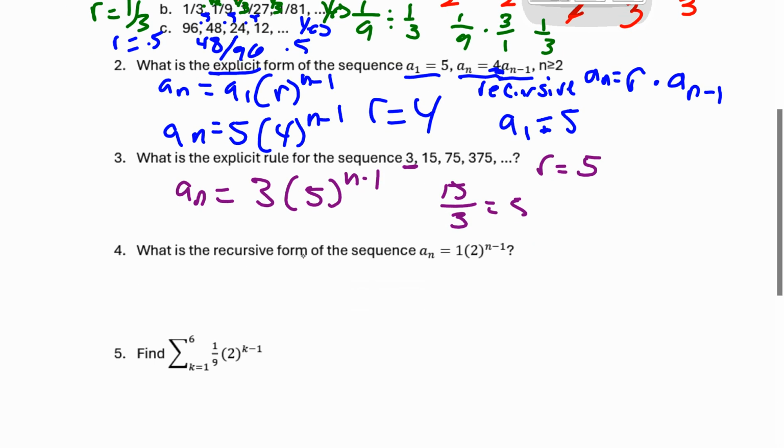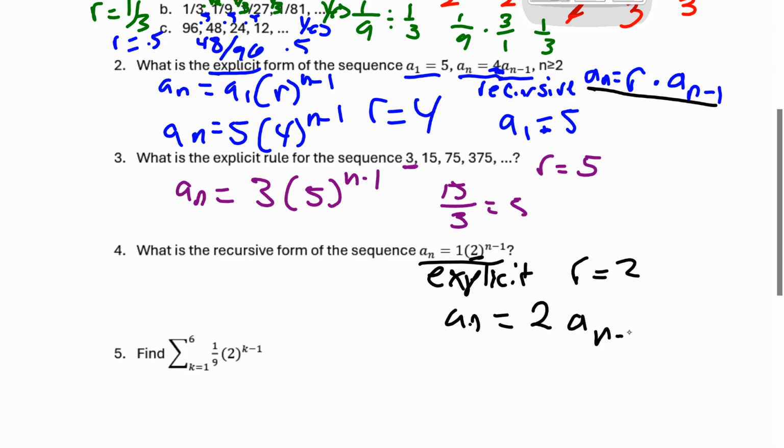What's the recursive form for the sequence? So here's the explicit, and that's this form up here that we did on number 2. Now we want the recursive, which is right up here. For the recursive, all I need is my R. Well, my R is in the parenthesis right there, so R equals 2. So I'm just going to write A sub n equals my R, which is 2, times A sub n minus 1. This A sub n minus 1 just represents the previous term. So that's it. That's all I have to do. Bam. Okay, number 5.